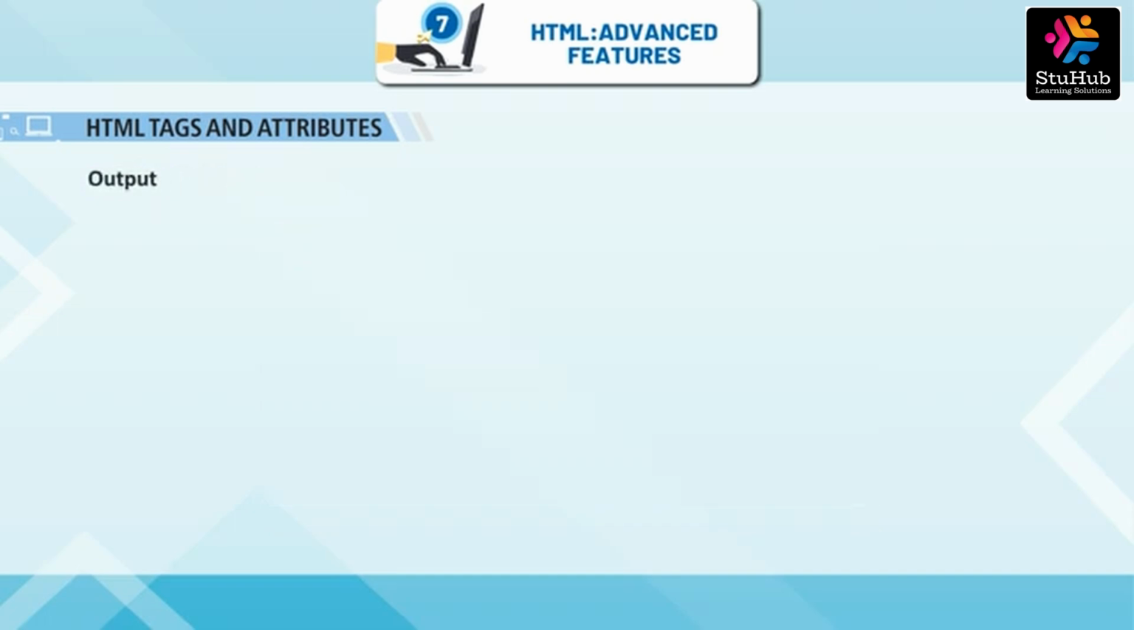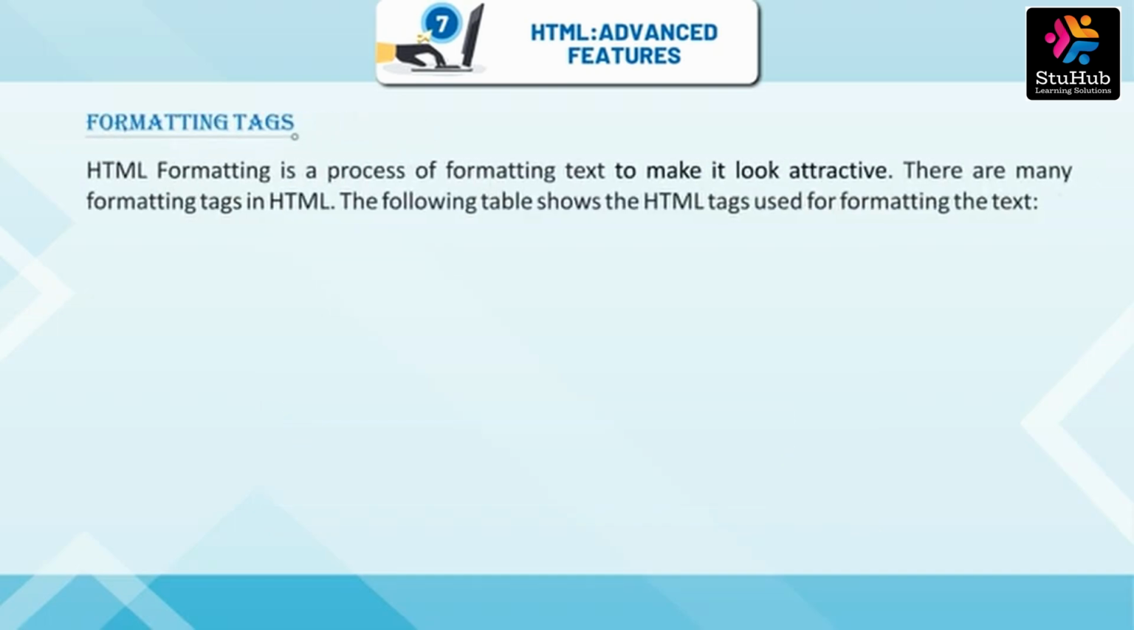Code example. Output. Formatting tags. HTML formatting is a process of formatting text to make it look attractive. There are many formatting tags in HTML. The following table shows the HTML tags used for formatting the text.